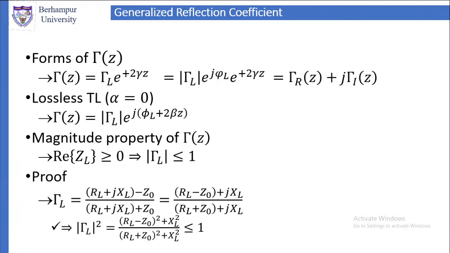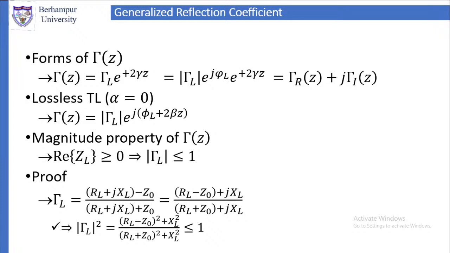Or you can also easily do it in another way: multiply the numerator and denominator with RL plus Z0 minus jXL. So for gamma L equal to RL minus Z0 plus jXL by RL plus Z0 plus jXL, multiply the numerator and denominator by RL plus Z0 minus jXL. Then the denominator will become RL plus Z0 whole square plus XL square, and in the numerator you will get RL minus Z0 whole square plus XL square.